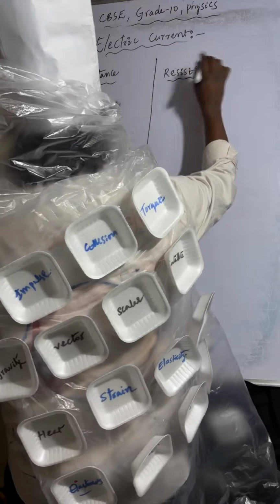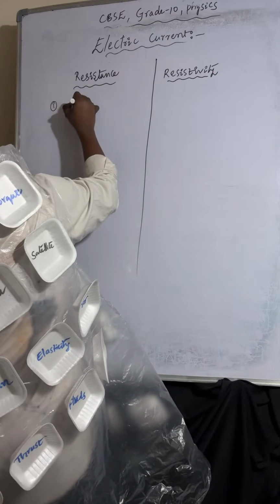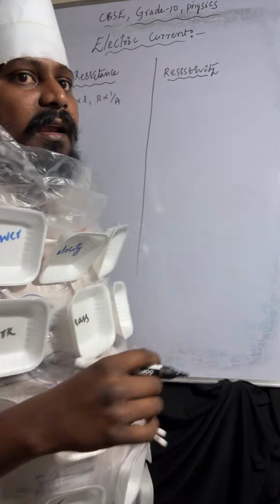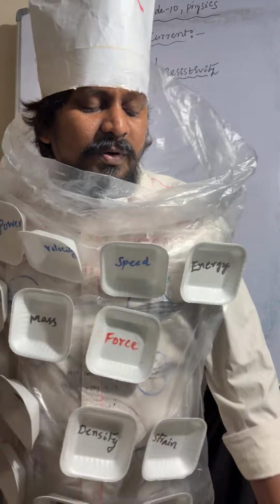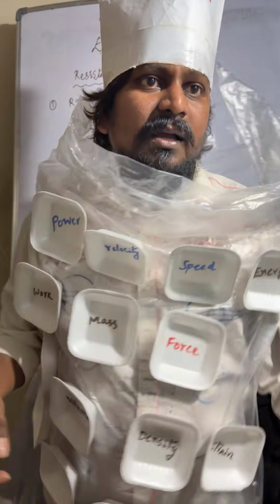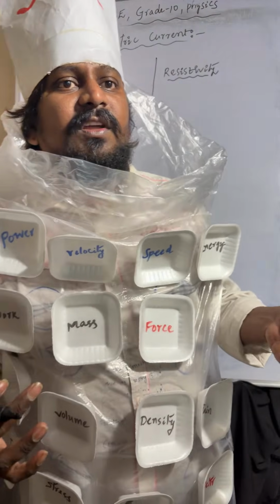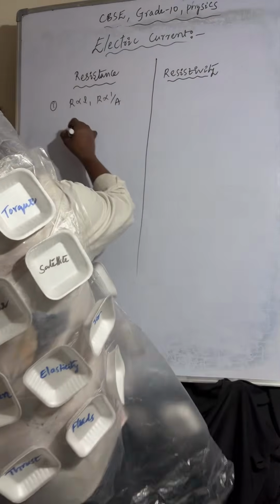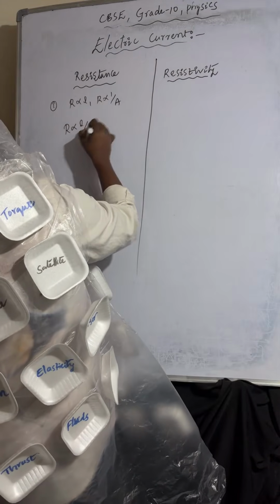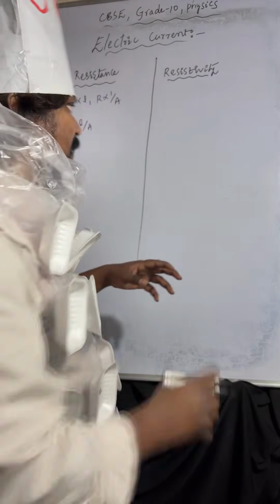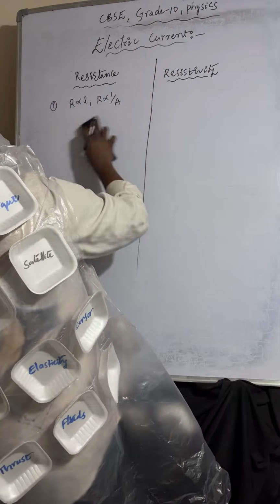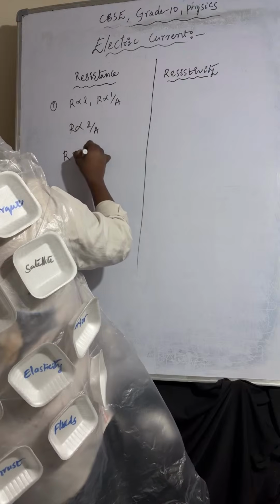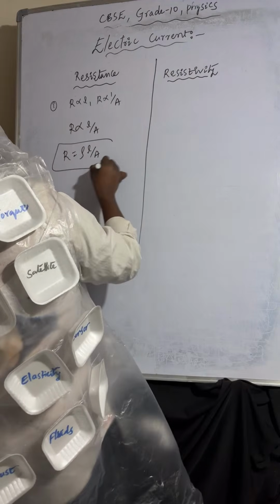Point number 1: R is directly proportional to the length of the conductor, and R is inversely proportional to the area of the cross section. So R is directly proportional to L by A. R equal to rho into L by A.